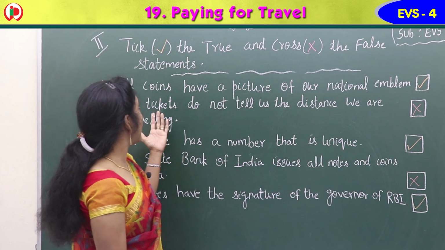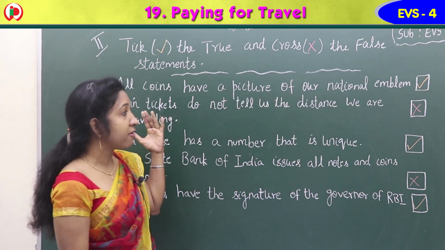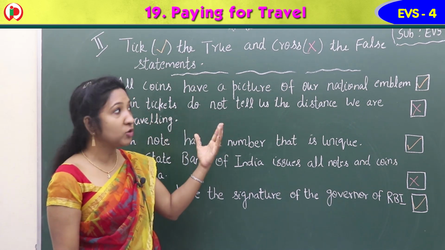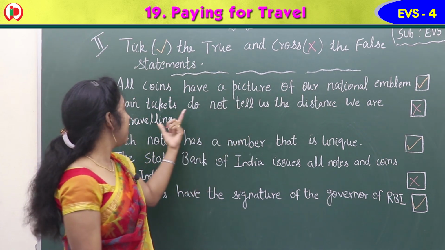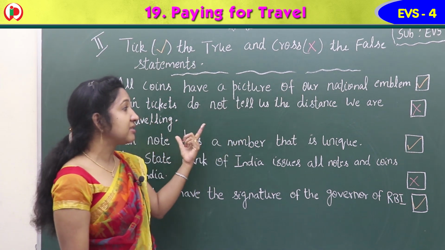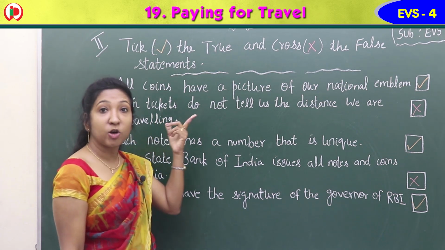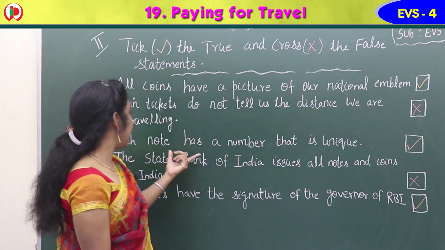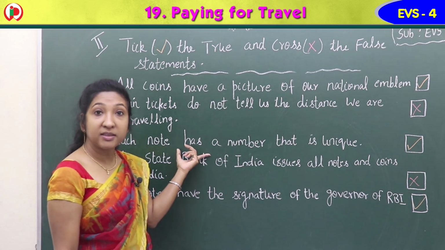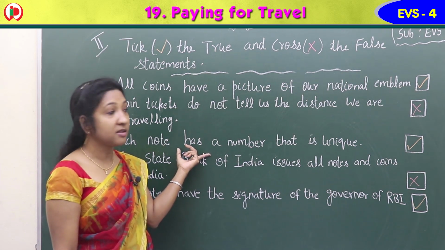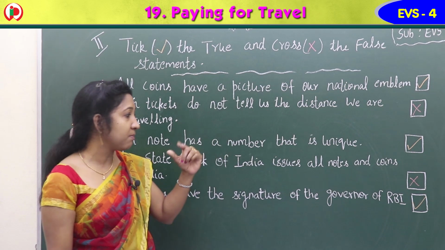Okay. So first one is, all coins have a picture of our national emblem. It is true. So give a tick mark. Second, train tickets do not tell us the distance we are traveling. It's a wrong statement. So put cross. Third one, each note has a number that is unique. Yes, it is a true statement. So give a tick mark.